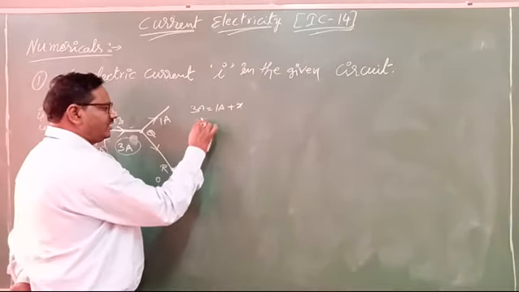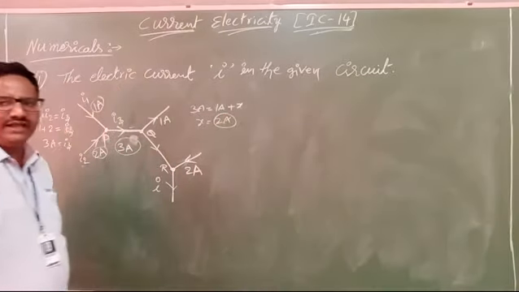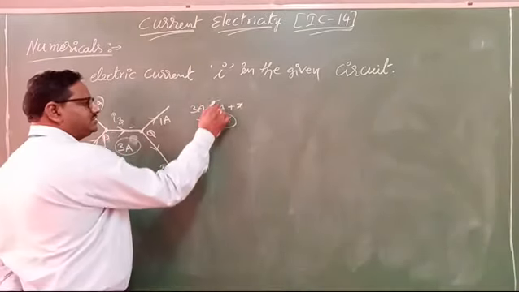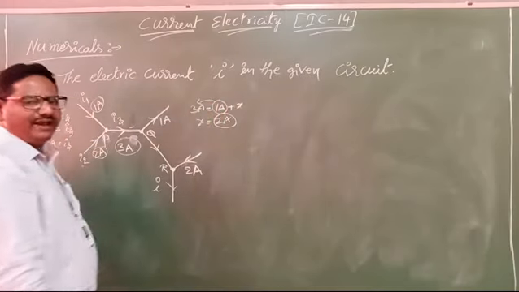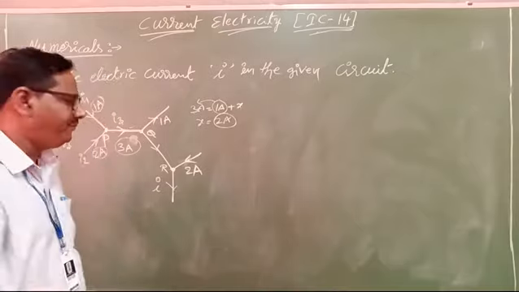Now x equal to what you can write? 3 minus 1. It is nothing but 2 amps. This plus 1, take this side, it will become minus. So 3 amperes minus 1 ampere. How much is it? 2 amperes.